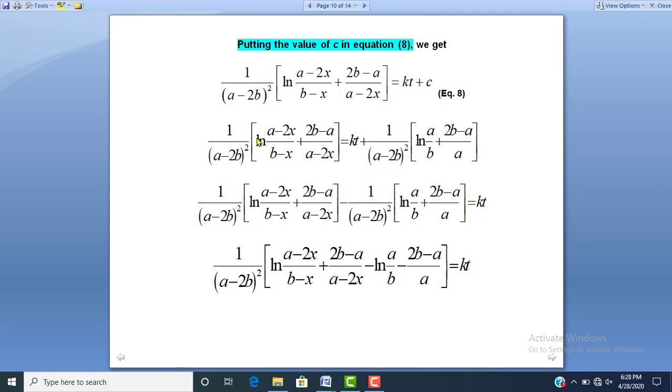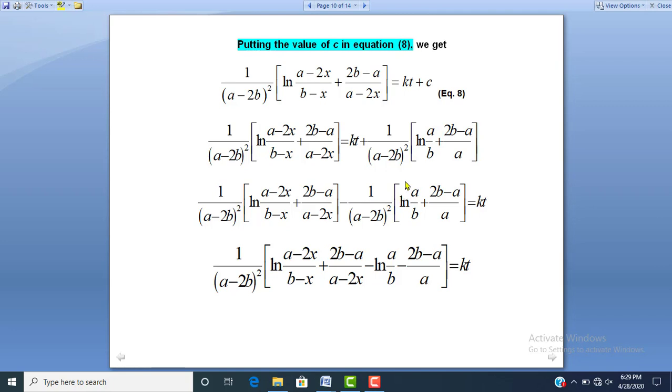Here is the same value that was written on the left hand side of equation number 8, 1 over a minus 2b square into log natural a minus 2x over b minus x plus 2b minus a over a minus 2x. Here is the minus, this is the difference. So this is the value of c.